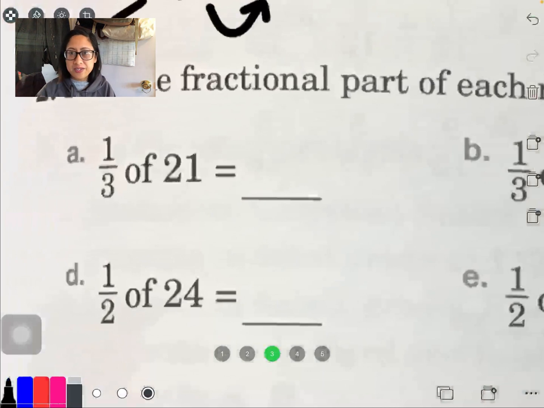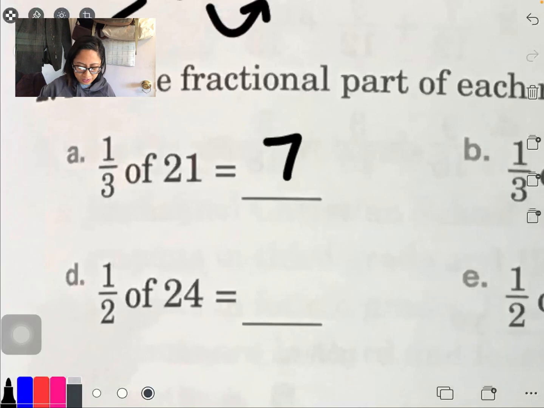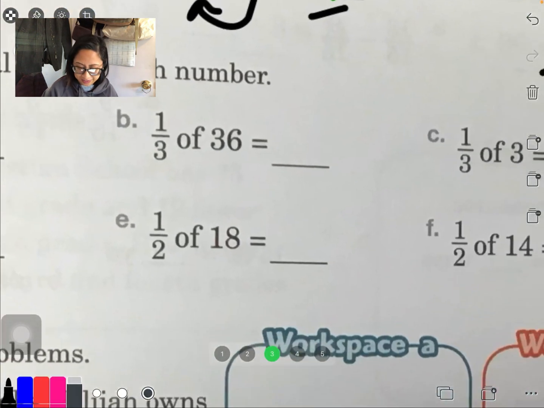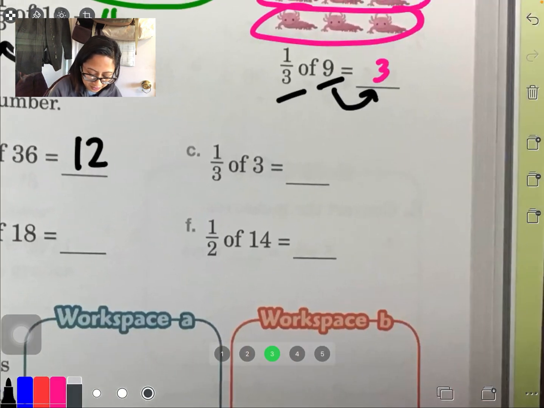So 21 divided by 3. 3, 6, 9, 12, 15, 18, 21. How many fingers do I have? 7. So I'll put 7 in the blank. Letter B. 36 divided by 3. 3, 6, 9, 12, 15, 18, 21, 24, 27, 30, 33, 36. I held up 12 fingers.